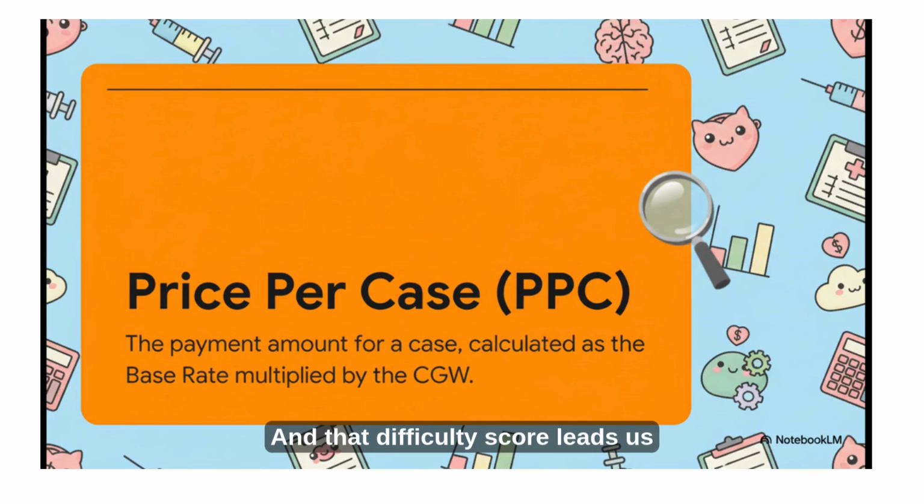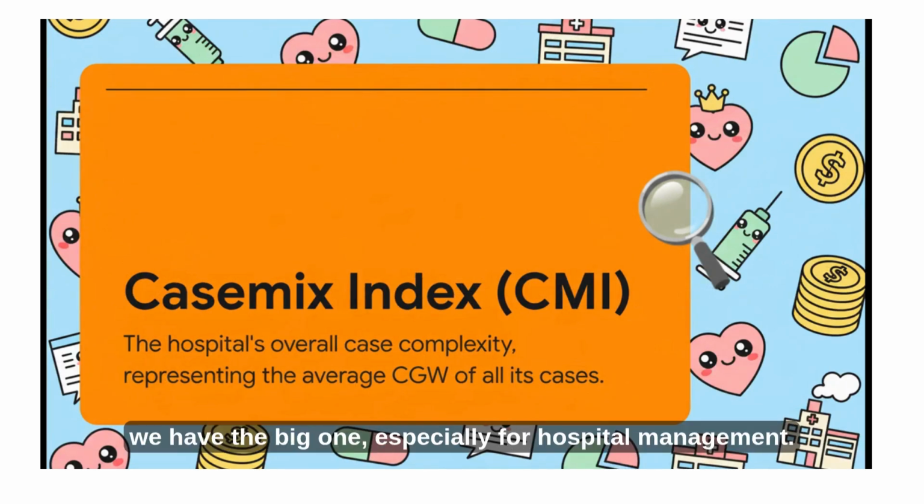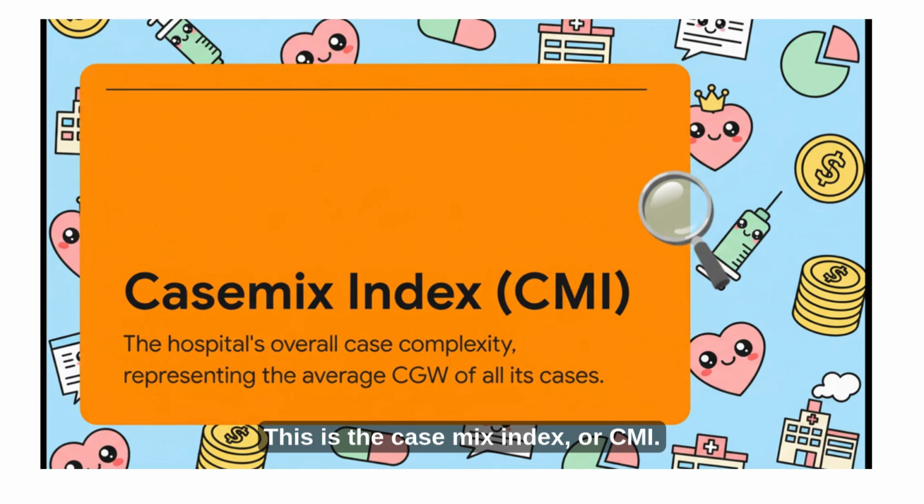And that difficulty score leads us straight to the price per case, or how the hospital actually gets paid. The math is simple. You take a national standard base rate and you multiply it by the case group weight. So a more complex case with a higher weight, it naturally brings in a higher payment for the hospital. And finally, we have the big one, especially for hospital management. This is the Casemix Index, or CMI. It's the average of all the case group weights for every single patient the hospital treated. It's the hospital's overall score for complexity.